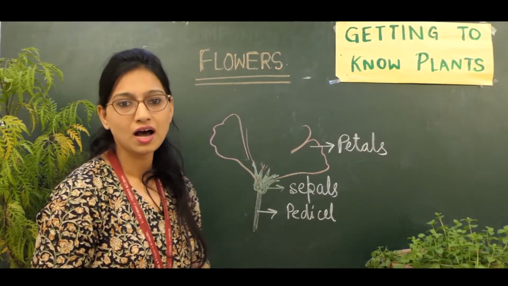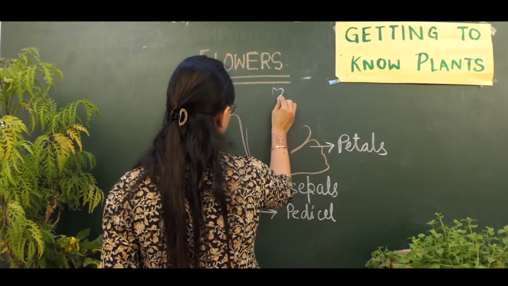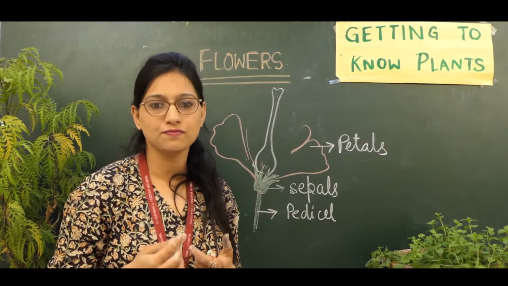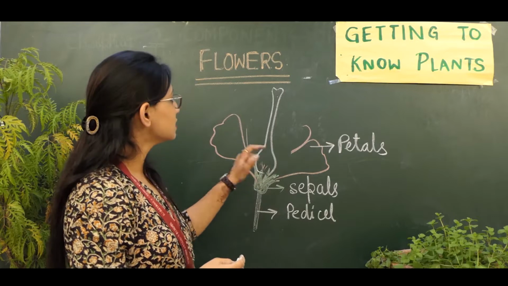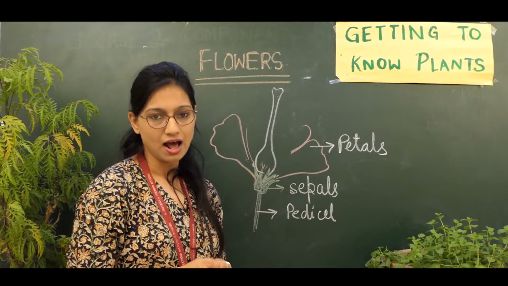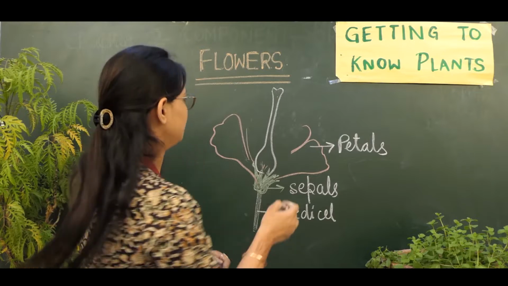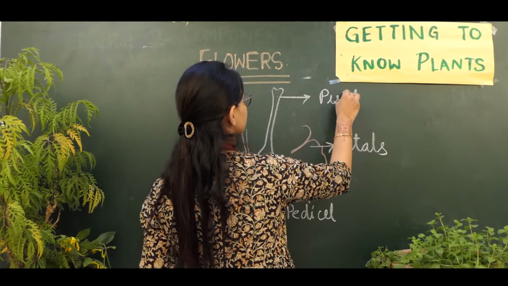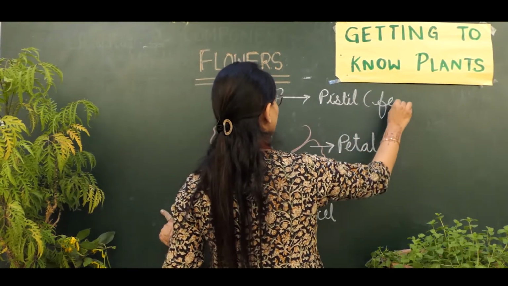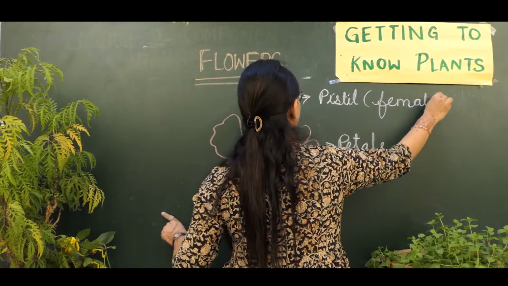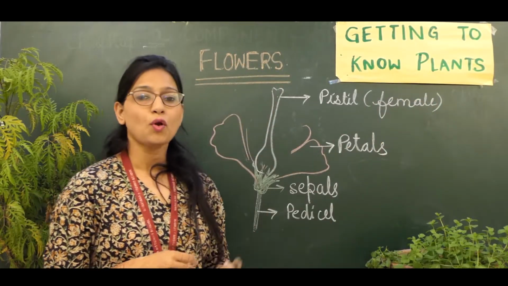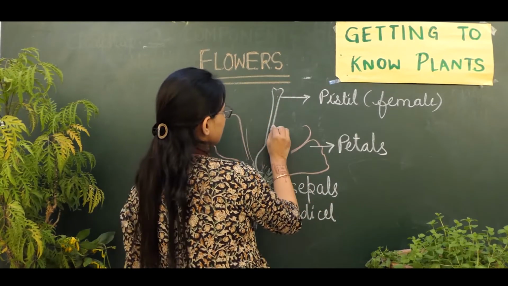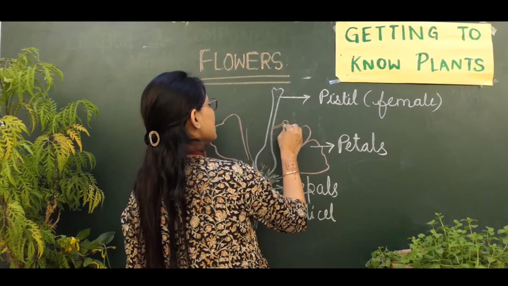At the center of this flower, there is a female part. The flower has a male and a female part as well. This is the female part of the flower which is called pistil. This is pistil, which is the female part of the flower. And from the female there are very small structures coming out, which is the male part of the flower.